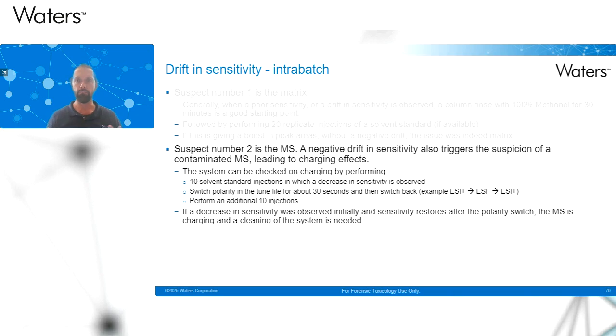Now, how can we check the system for charging? Well, first of all, like I said, clean your system with high organic and then perform these replicate injections. But if you then see that there is a decrease in sensitivity again, what you could do, let's say you are working in positive ionization, is set the system to negative ionization for about half a minute, and then switch back to positive ionization and repeat those 10 injections.